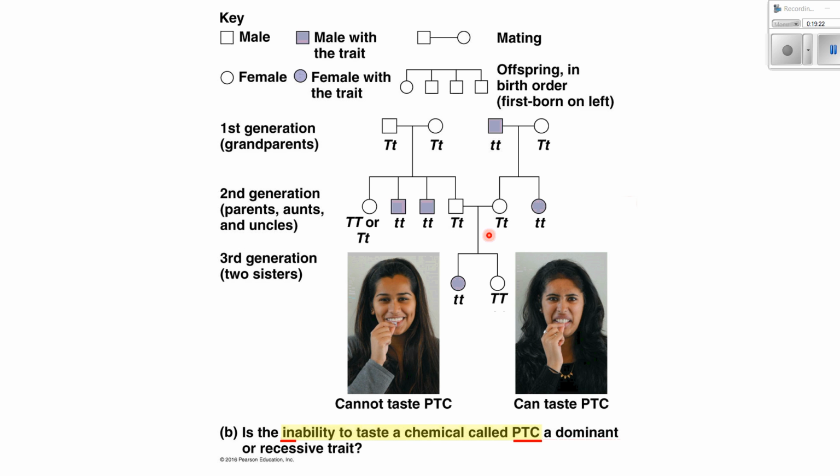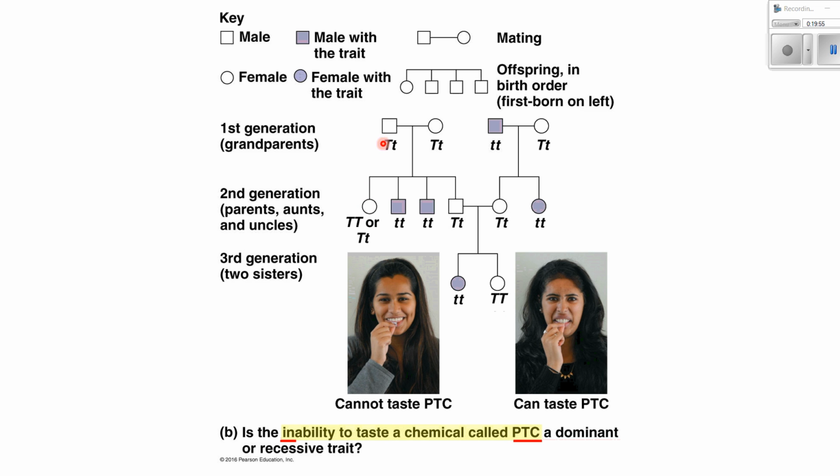The only mistake, I just noticed this, and it's too late for me to fix it now, but this girl right here, we don't know for sure that she is big T, because she could have gotten a big T from her dad and a little t from her mother. So this really should be a question here. Big T, or big T, little t, much like what I put for this lady right here.